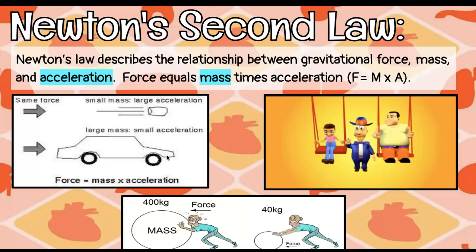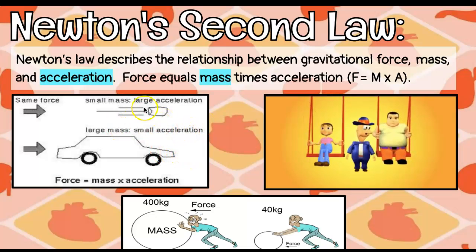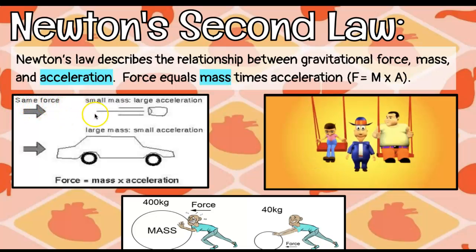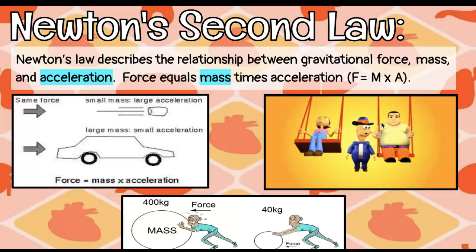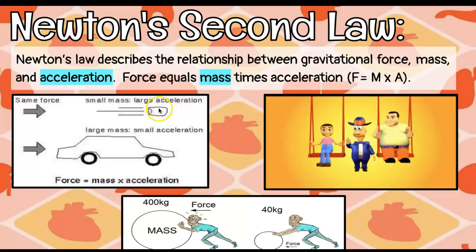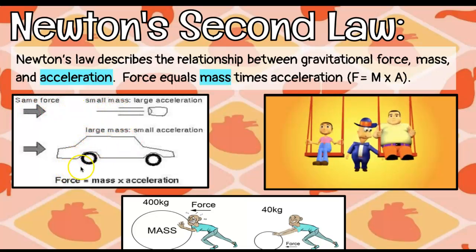Newton's second law states a relationship between force, mass, and acceleration. There's an equation here, and it's force equals mass times acceleration. So if you're applying the same force to two objects, an object of larger mass only moves a little bit, that's a small acceleration. But let's say you have a smaller object with a smaller mass, and you apply that same force to it, you're going to see it accelerate a lot quicker. There's going to be a lot more acceleration, because it's easier to push something of a smaller mass than it is a larger mass.